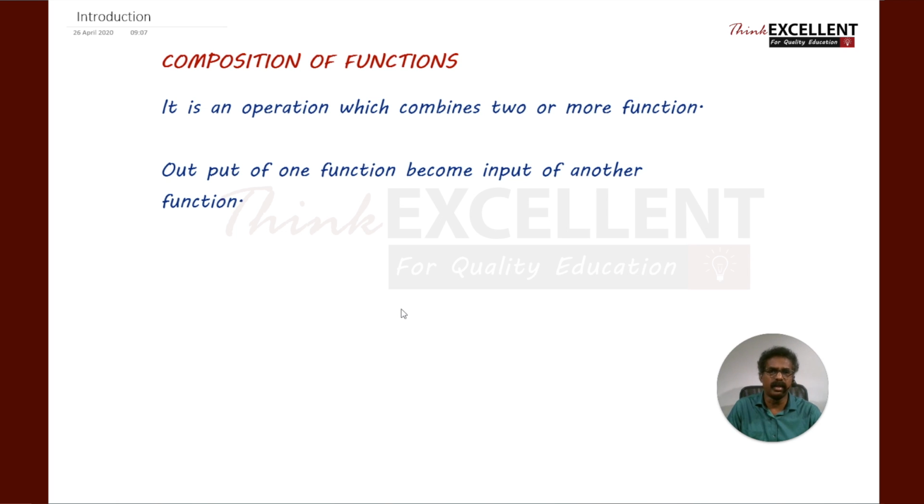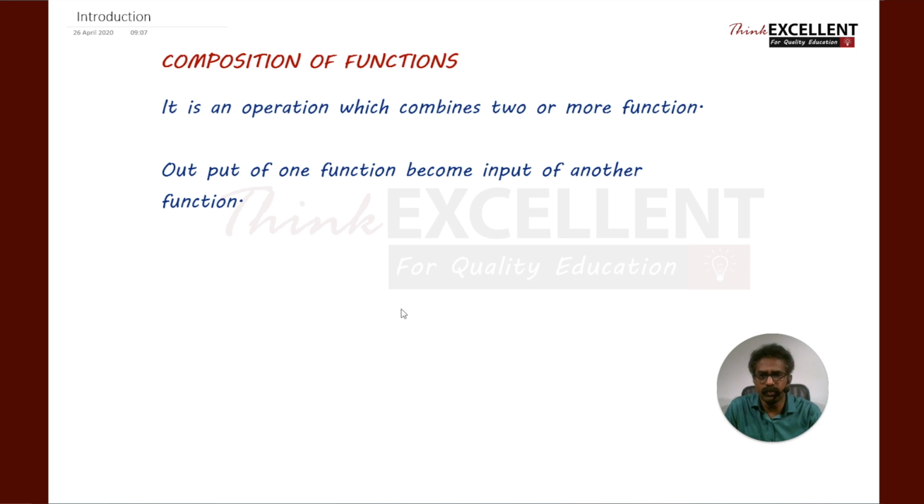Then you know there are different types of functions. Then you know there are some operations. In the number system, if we have two numbers, you can add, subtract, multiply, and divide. In the same way, if f and g are two functions, you can combine them using an operation called composition. So we are going to study that in detail today. Composition of functions is an operation which combines two or more functions.